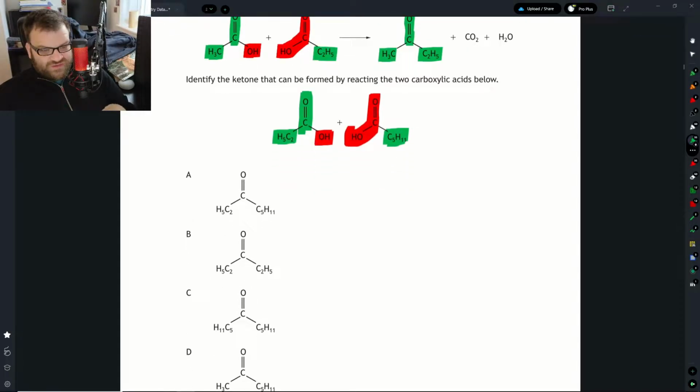If we look at the first one, that actually works out perfectly. We've got our C2H5, C double bond O, C5H11. That will be our correct answer.